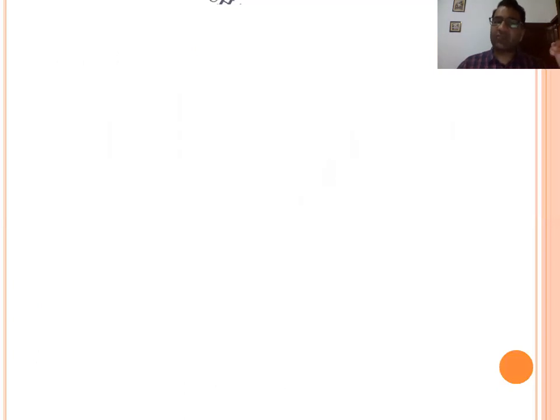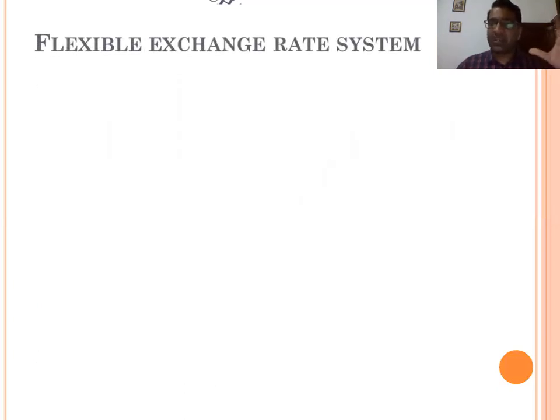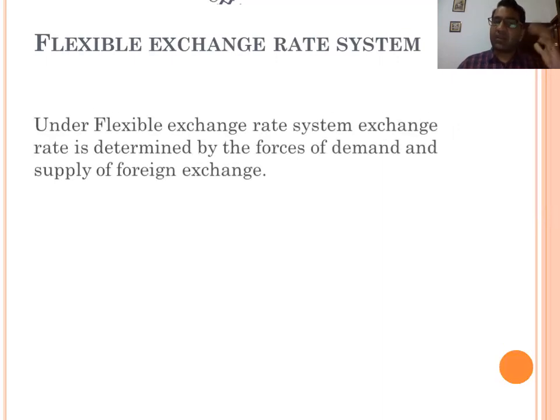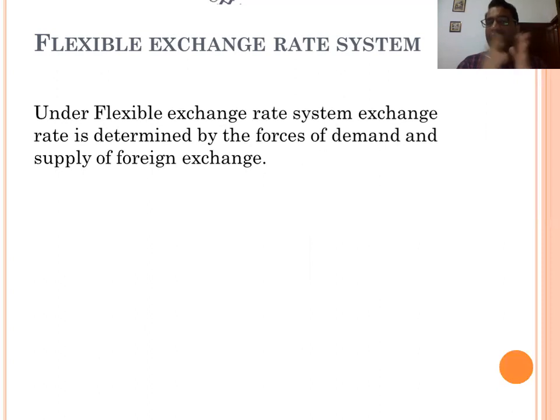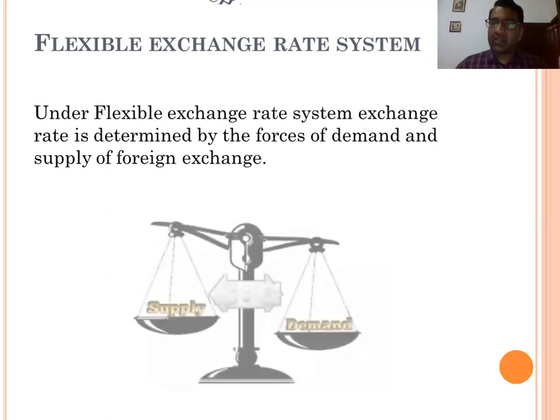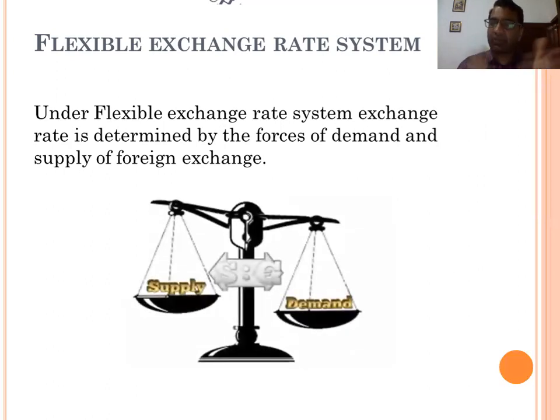The second system of exchange rate is the flexible exchange rate system. Under this system, the exchange rate is determined by the forces of demand and supply of foreign exchange. It means it is not fixed, it is flexible. It is decided by the market forces, not by the authority. If demand and supply both intersect at any point, that is where the exchange rate is determined.